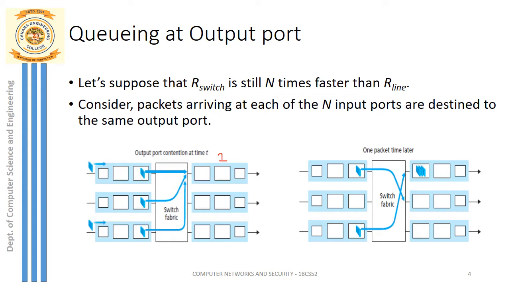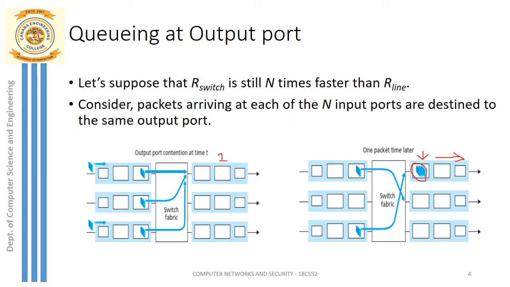Now all the 3 packets will be transferred to this particular output port, but only one packet will eventually be transmitted. That means the output rate is the same as the input port rate, so only one packet will be transferred per packet time. The remaining two packets have to be stored at the output port. For that we require temporary storage, and that's what we call a queue. So whenever the output port rate is lower than the switching fabric rate, there is obviously a need for queuing or buffering the packets.